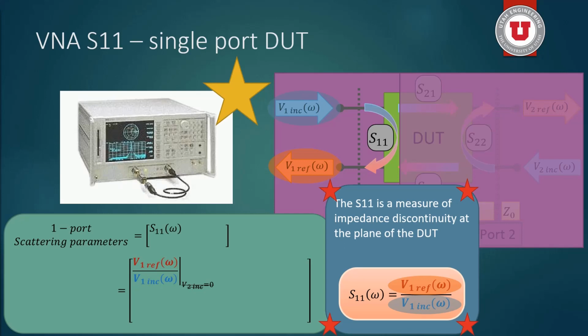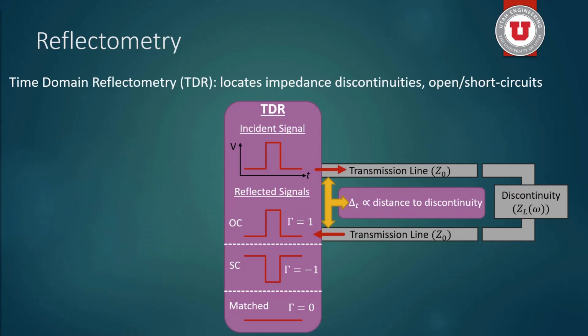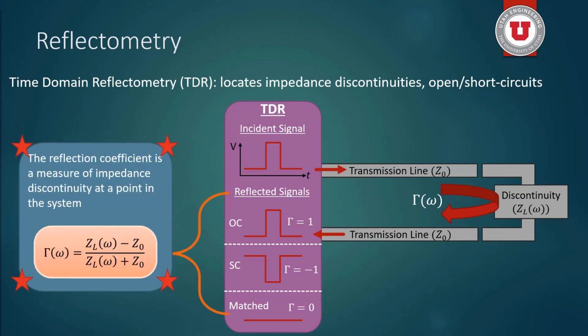A similar measurement method to a one-port VNA can be conducted with reflectometry. Time domain reflectometry is widely used to locate impedance discontinuities along a transmission line system and is excellent at identifying open and short circuit conditions. The time delay between the incident signal and the reflected signal gives indication of the impedance discontinuity's location, while the magnitude of the reflected signal compared to the incident signal indicates the severity of an impedance discontinuity. And this is all represented by the reflection coefficient.